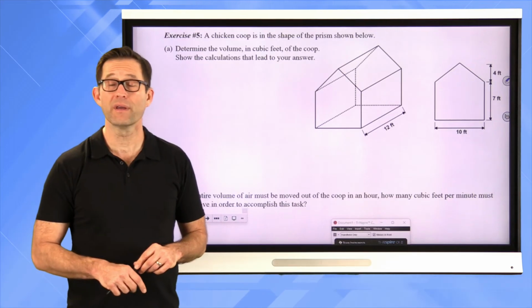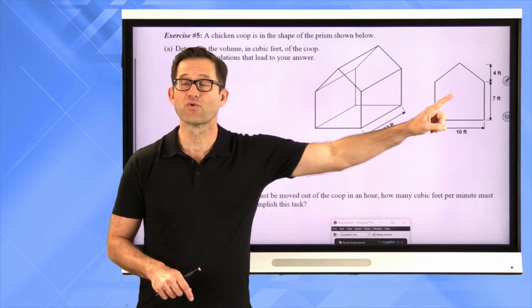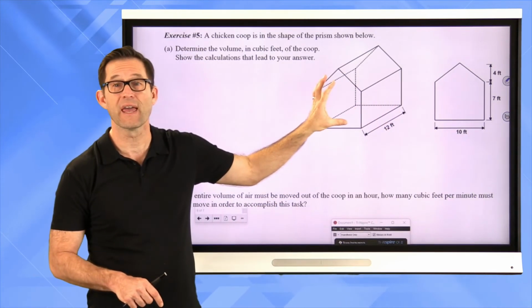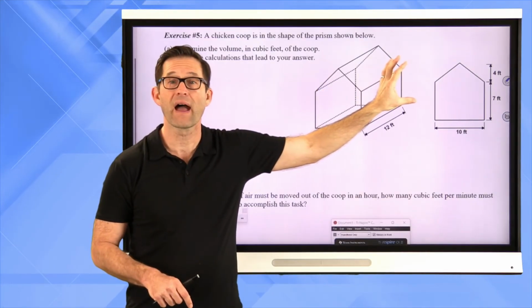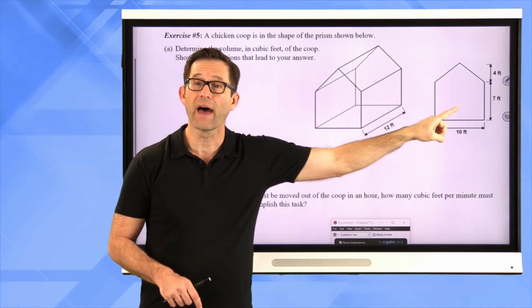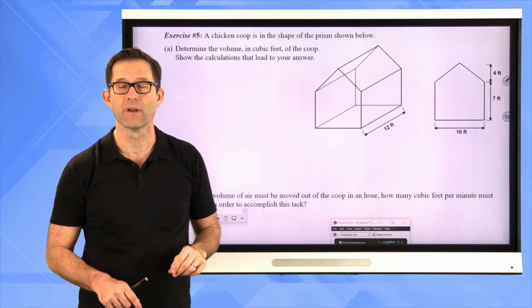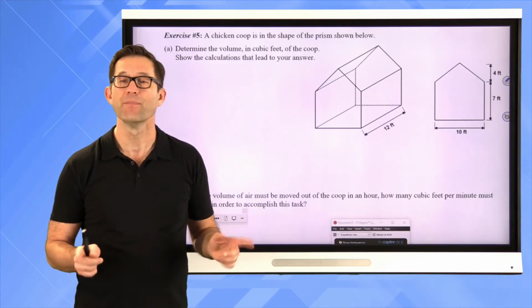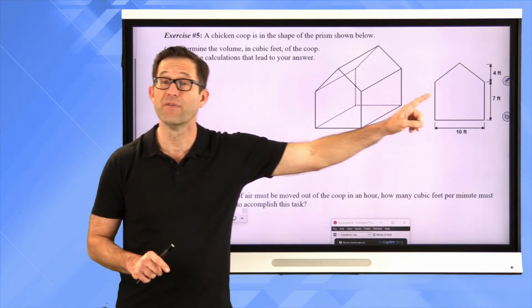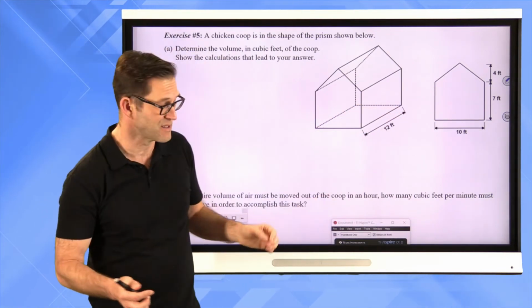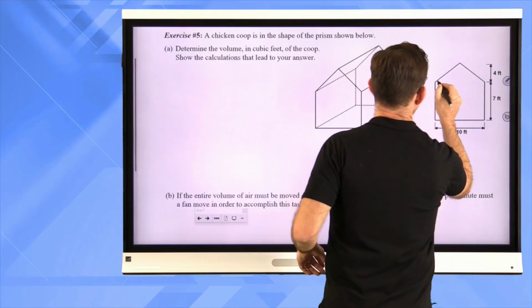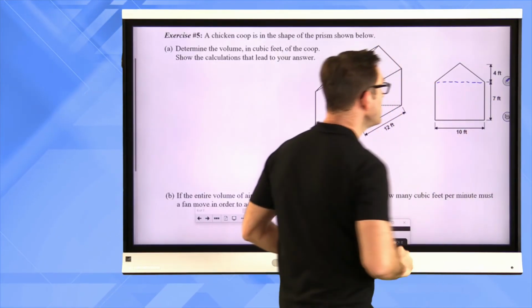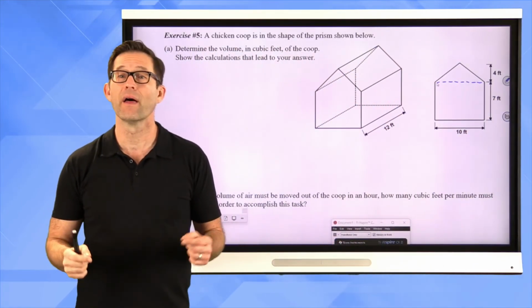All right, well, the real key is that this image right here, which is the same as the front and the back of our chicken coop, that is our constant cross section. So the hardest part of this problem is figuring out its area. And honestly, to figure out the area of this pentagon, and it is a pentagon, because it's got 5 sides, what we need to do is divide it up into a rectangle and a triangle.